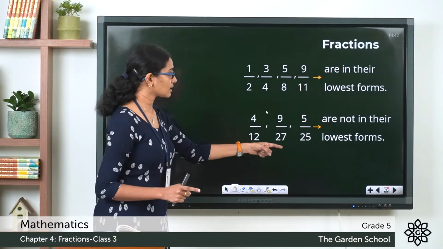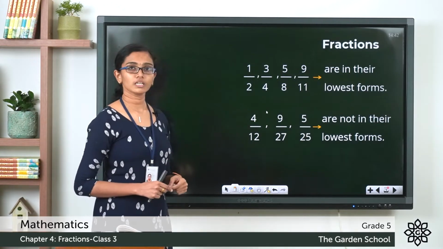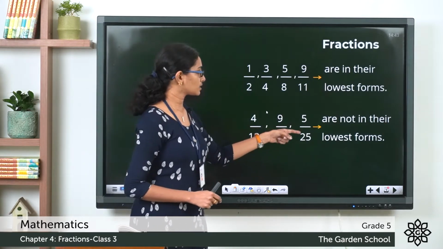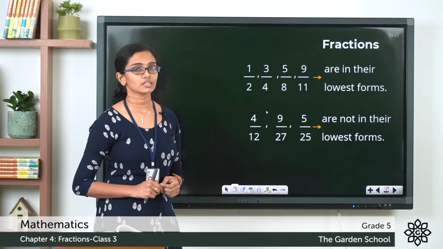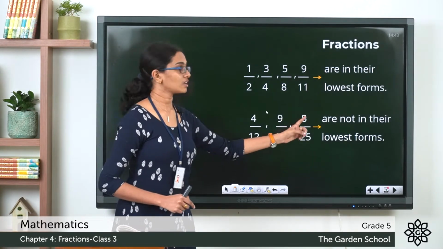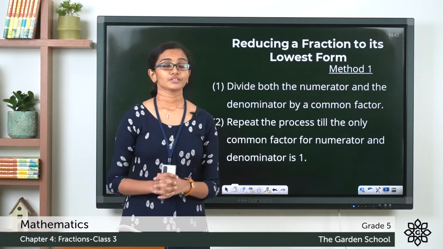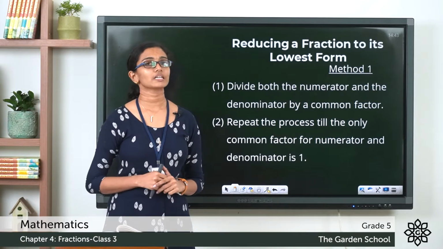Look at the other examples. This 9 and 27, they both can be divided by 9 and 3, right? What about this 5 and 25? These numbers also have factors other than 1. So we say these fractions are not in their lowest forms. Clear? Today we will learn two methods to reduce a given fraction to its lowest form.